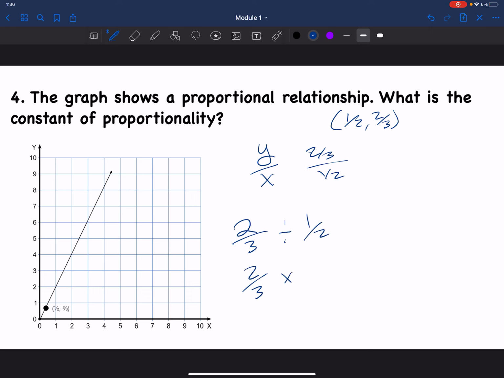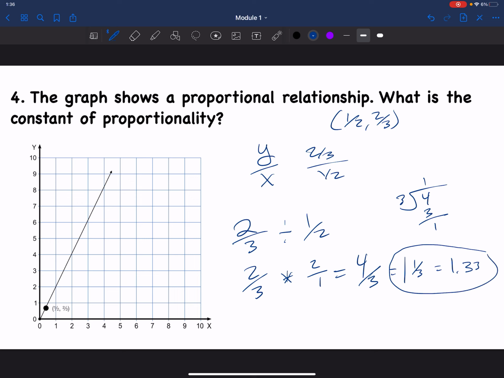When we divide by a fraction, we change it to multiplication and flip the second one. 2 times 2 is 4. 3 times 1 is 3. So now I'm going to convert this to a mixed number. So I'm dividing 3 into 4. So 3 goes into 4 one time, which leaves me a remainder of 1. So this is 1 1/3. Or we could write this as 1.33. So either of these are correct for our constant of proportionality. It just depends on whether you want to express that as a fraction or as a decimal. Anytime we're getting that constant, we're doing y over x.